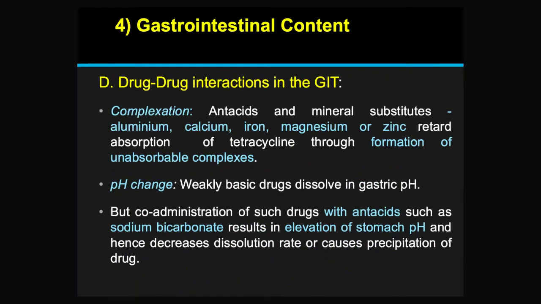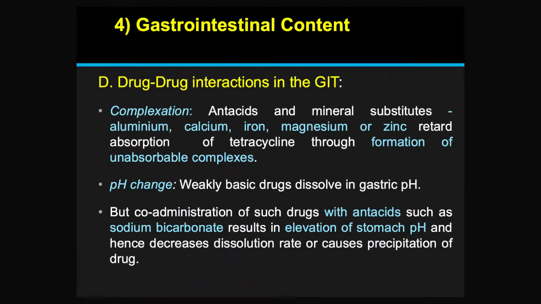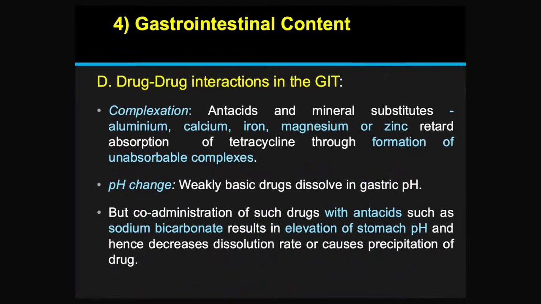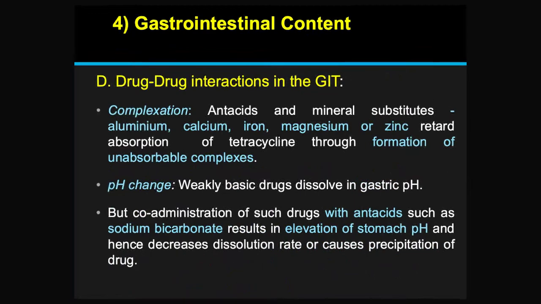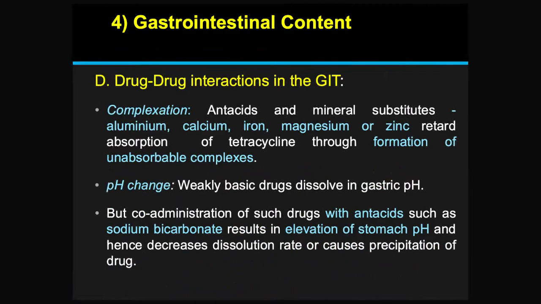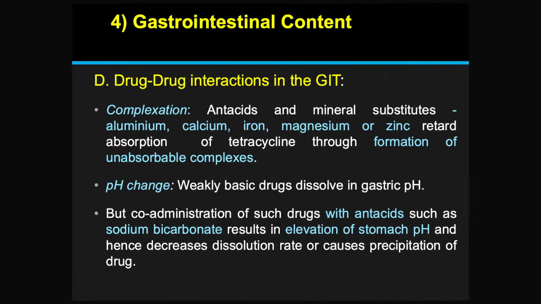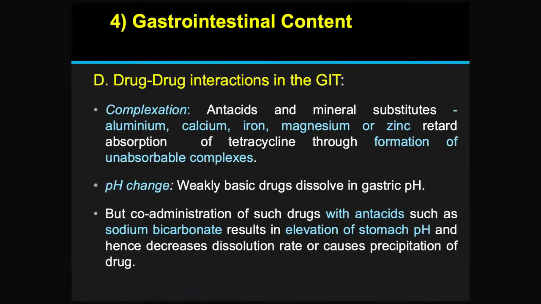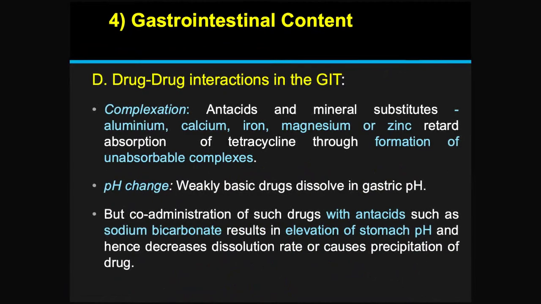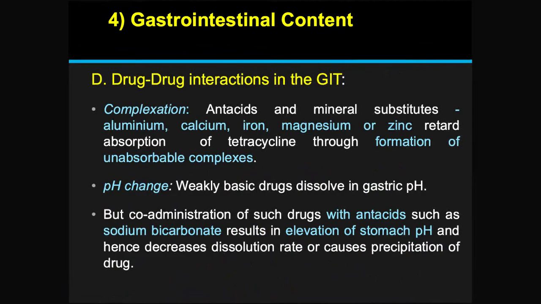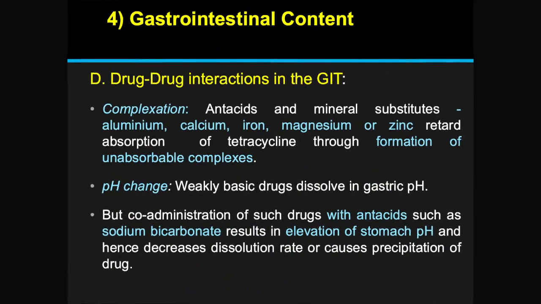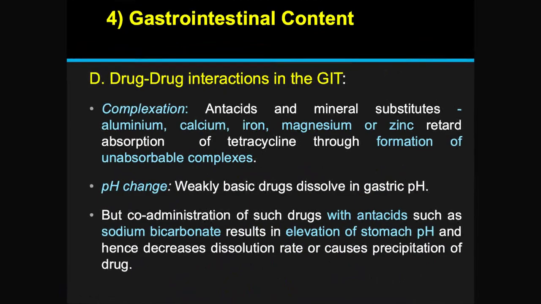Analyze how the presence of polyvalent metal ions like calcium, aluminum, or magnesium triggers a complexation reaction with drugs such as tetracycline, effectively locking them into large, insoluble molecular structures that are physically incapable of crossing the intestinal membrane. Beyond physical binding, we must account for the chemical shift caused by co-administering antacids, like sodium bicarbonate, which elevates the gastric pH away from its naturally acidic state.